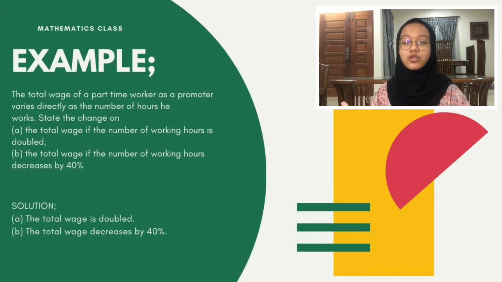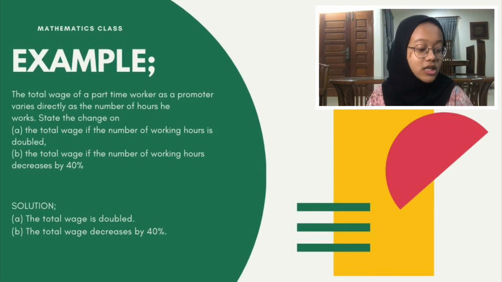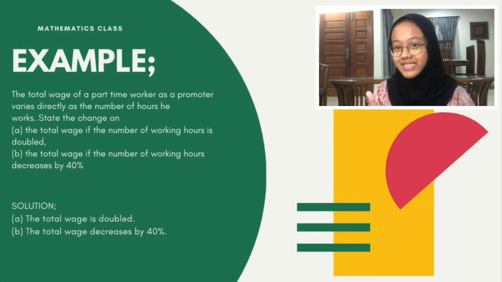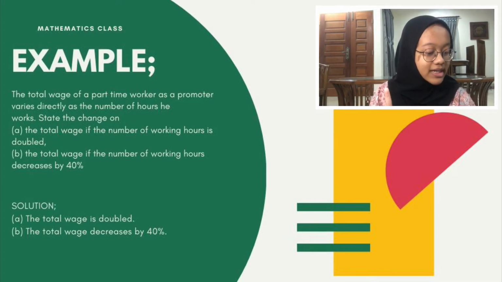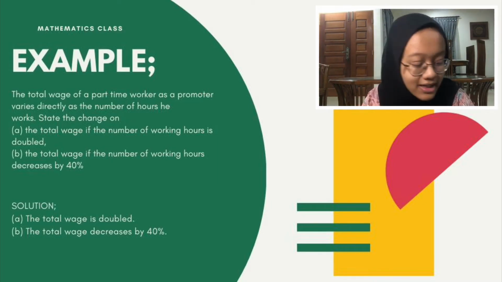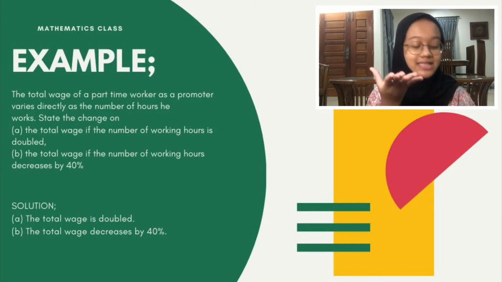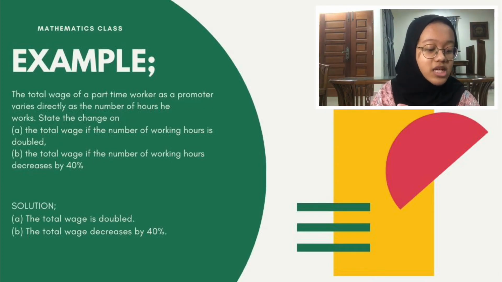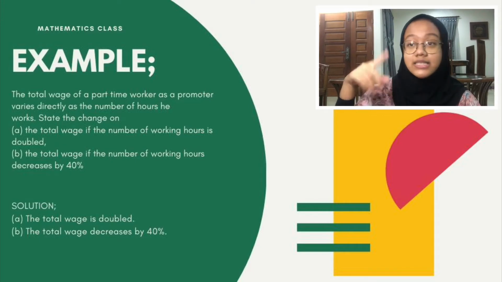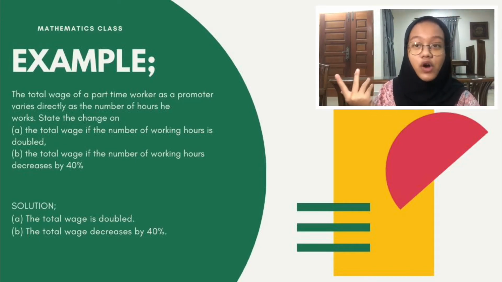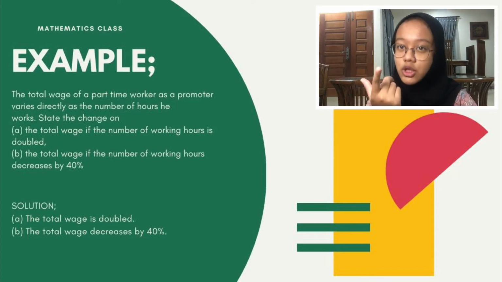Now we are going to look at an example question. The total wage of a part-time worker, I will state this as y, varies directly as the number of hours he works, I will state this as x. State the change in the total wage if the number of working hours is doubled. So if the working hours, x, is doubled, that means y will also be doubled. So the solution for A is the total wage will also be doubled.